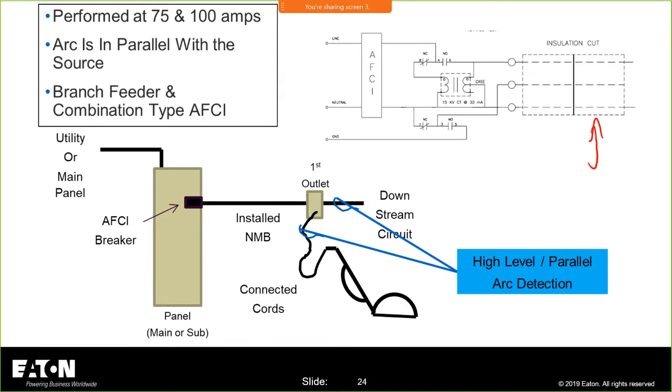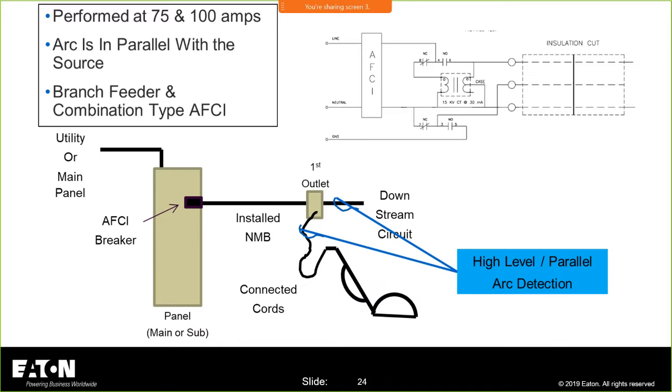Okay, so this is your NM. That is your yellow sheath or your white sheath, and the ground is here. Your hot is here. Your neutral is there. And what we do is we do an insulation cut, and we hit it with a higher voltage, start some carbonization, and then we watch it go. Now, we do this at 75 amps and 100 amps because that's the parallel arcing.